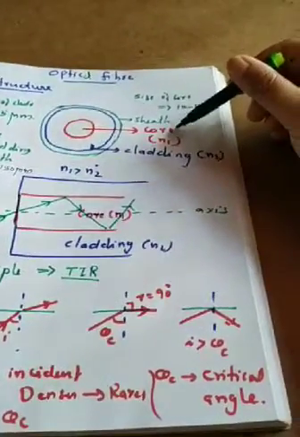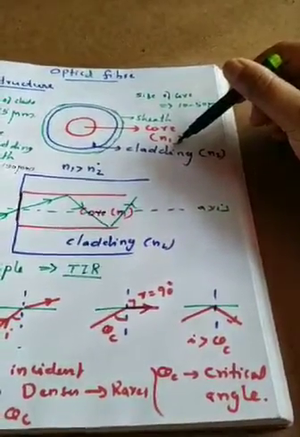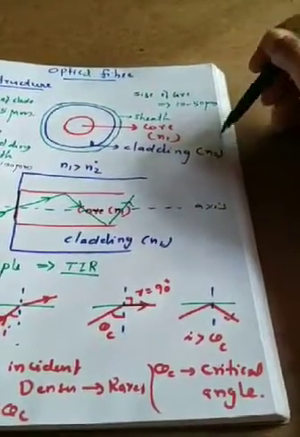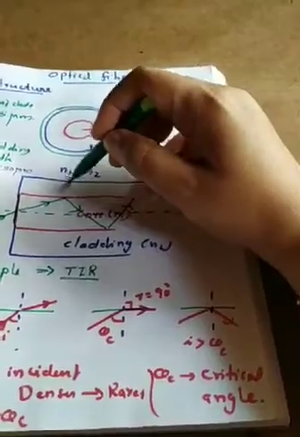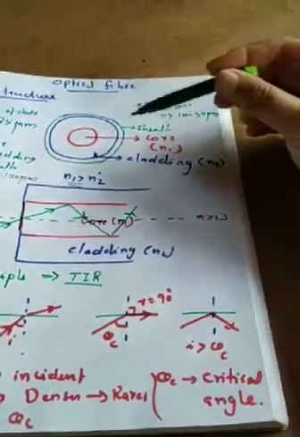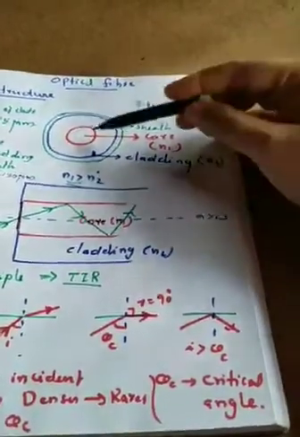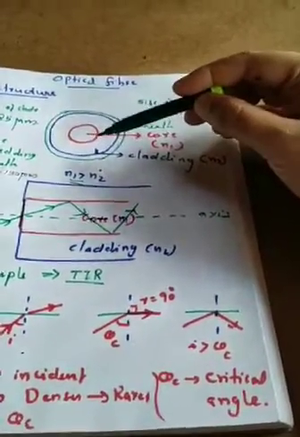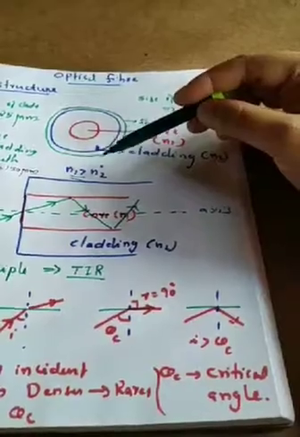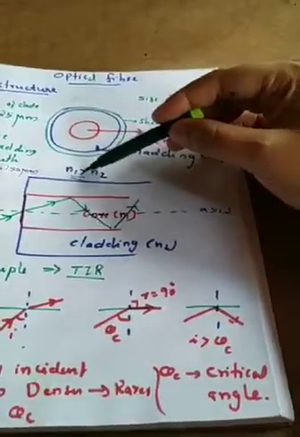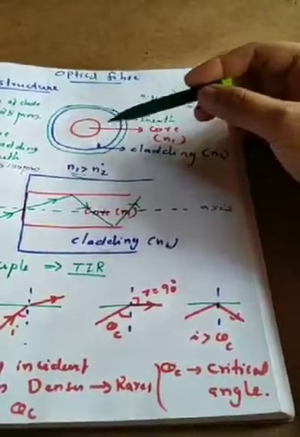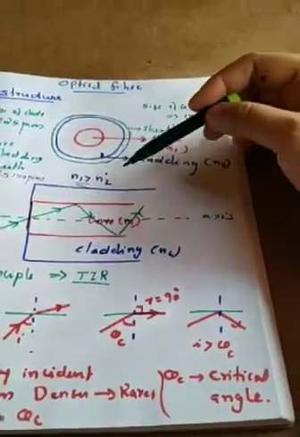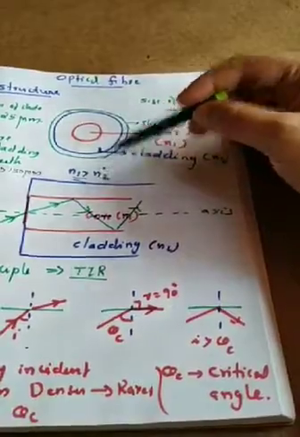Here we define the core as having refractive index n1, and the cladding having refractive index n2. In this case the condition must hold that n1 is greater than n2, that is, the core has a higher refractive index than the cladding, then only total internal reflection takes place. So this condition must hold in the case of optic fiber.